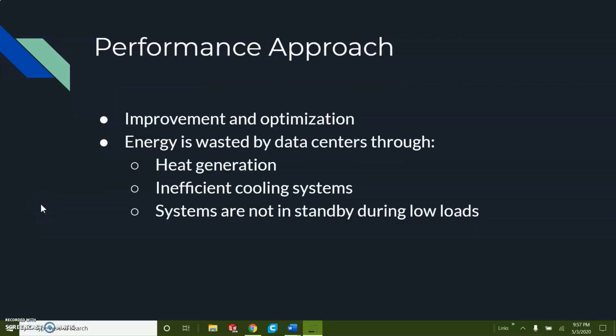Hi, this is Chance Scripter, and I'm going to pick up where Sean left off with the performance approach. The cases that I will discuss involve using artificial intelligence to improve and optimize the current data center systems to consume less energy. And in order to understand how this is done, we must first learn how energy is wasted in these systems. Energy is wasted by means of heat generation, inefficient cooling systems, and systems that are still being run during periods of low loads. For example, a server with all systems on during time with no net traffic.